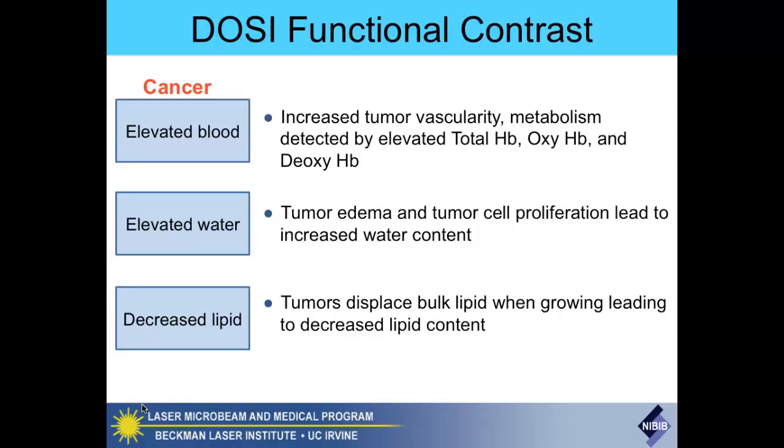So the functional contrast in breast, as you might imagine, comes from there's more blood in tumors. So tumors have more vascular supply. You hear of angiogenesis. This is a direct measure of angiogenesis. There's a change in metabolism in the tumor, and that's detected by changes in the hemoglobin content, total oxy and deoxy.